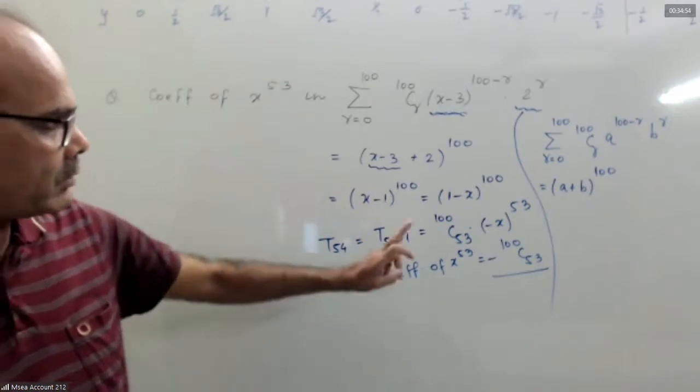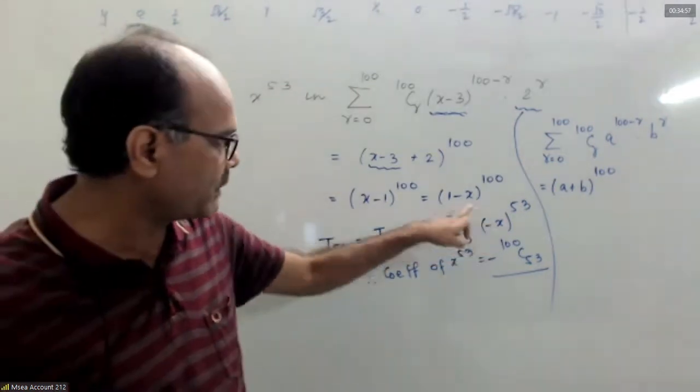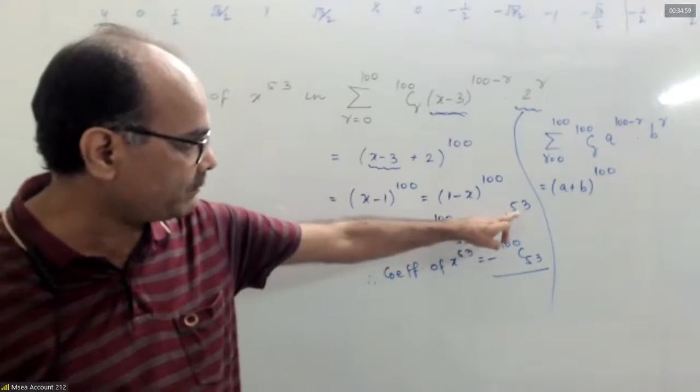You are looking for coefficient of x to the power 53. So minus x to the power 53, it will be the 54th term.